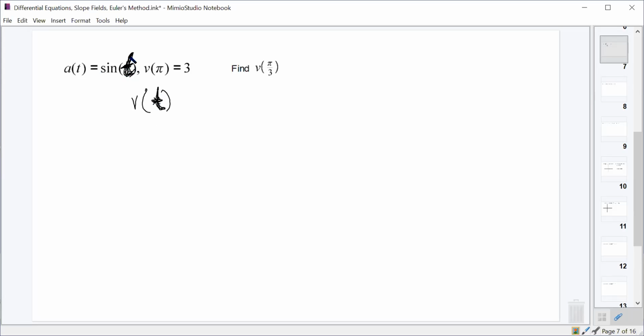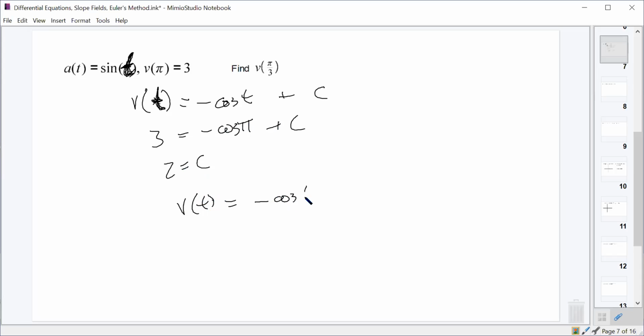Perfect. So v of t ought to just be the integral of sine of t, which ought to just be negative cosine t plus some constant. And all we need to do is plug in pi for t, where v is 3, and negative cosine of pi plus our constant. And the cosine of pi is -1, so that becomes a +1. So we've got 2 as our constant. V of t is equal to negative cosine t plus 2.